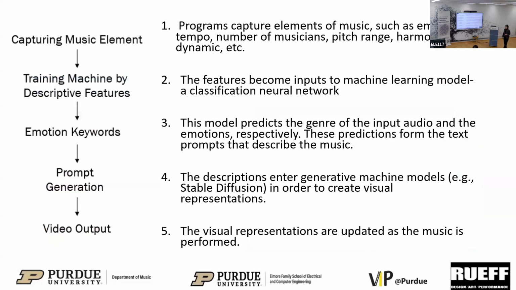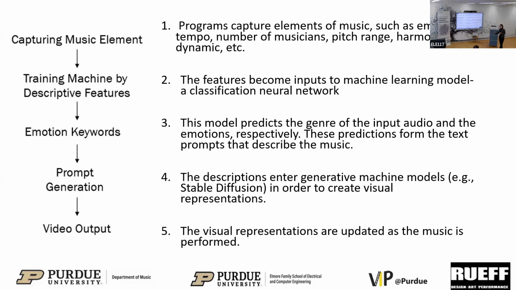Yeah, so this is the workflow. Tools will capture the musical elements like the tempo, the range of the pitches, and various things. Then those features will become input to train the neural network machine. Then this trained model will predict the genre of the classical music and also the emotion. Then it will form a text prompt which describes the music.